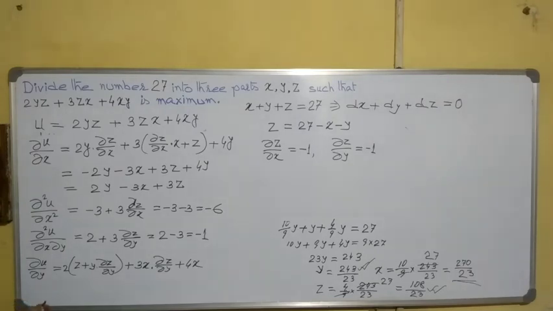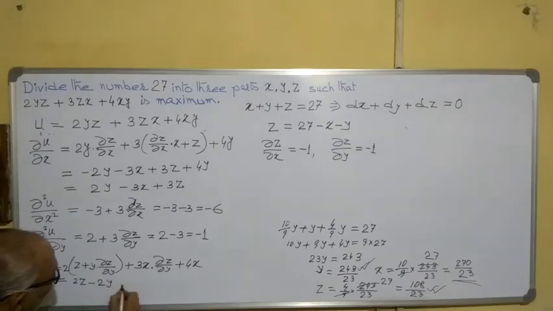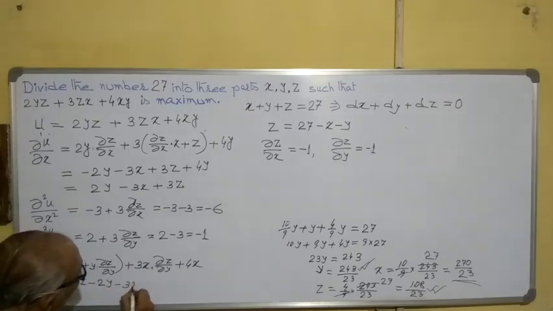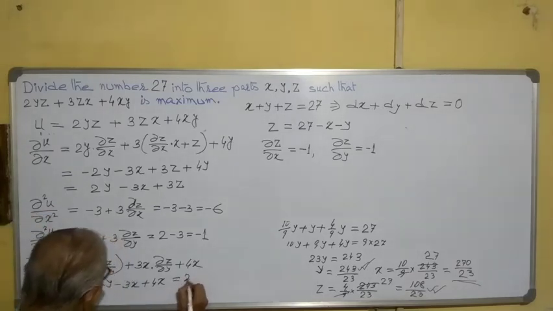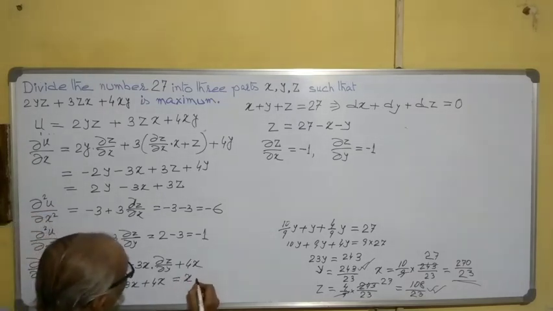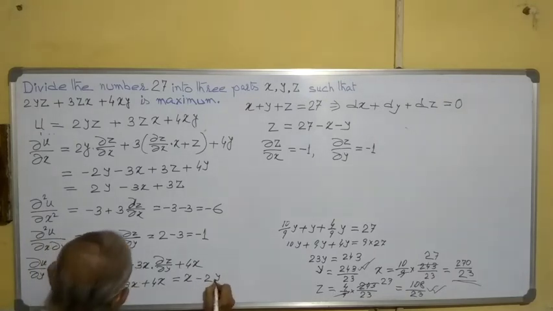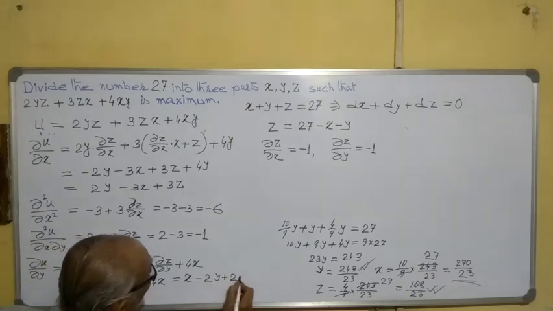Now if we are doing this, we can put the values: equals to 2z, del z del y is minus 1, so minus 2y, and this is also minus 1, minus 3x plus 4x, that is equals to x minus 2y plus 2z.